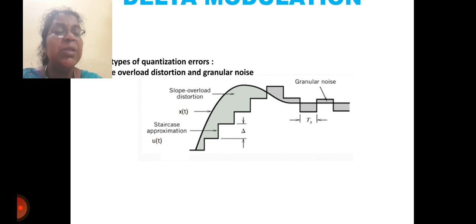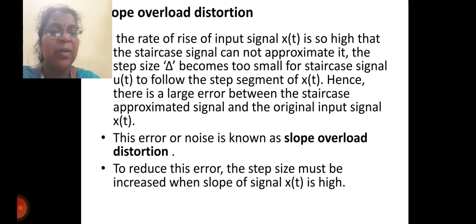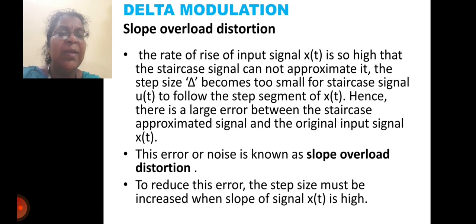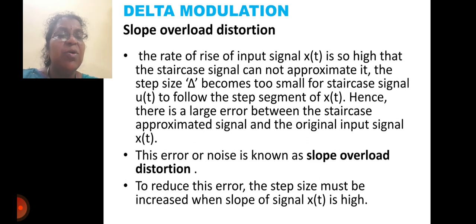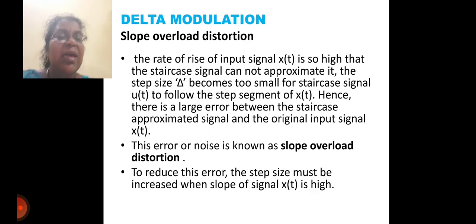In delta modulation, the step size is fixed, whereas in adaptive delta modulation, the step size is varied depending upon the variation in the message signal. That's how slope overload distortion and granular noise are overcome. Slope overload distortion arises because the rate of rise of the input signal x(t) is so high that the staircase signal cannot approximate it. The step size delta becomes too small for the staircase signal u(t) to follow the steep segment of x(t). Hence, there is a large error between the staircase approximated signal and the input signal.